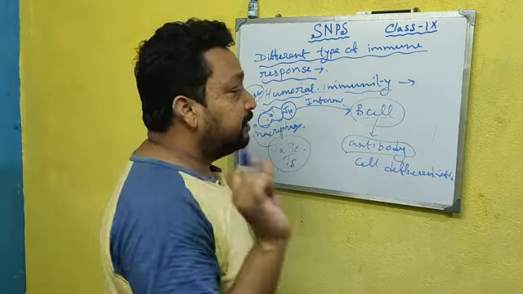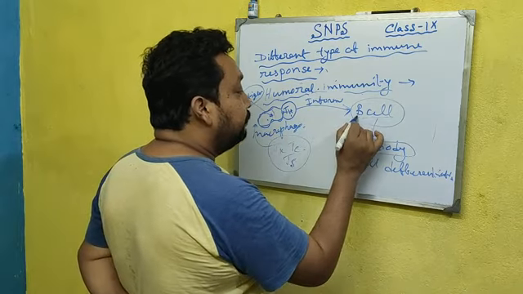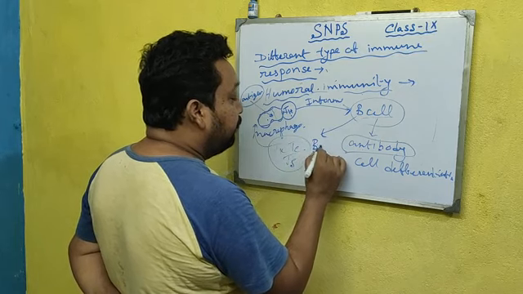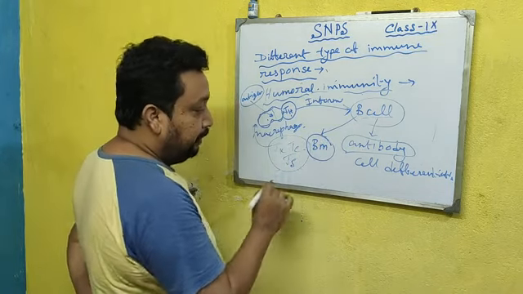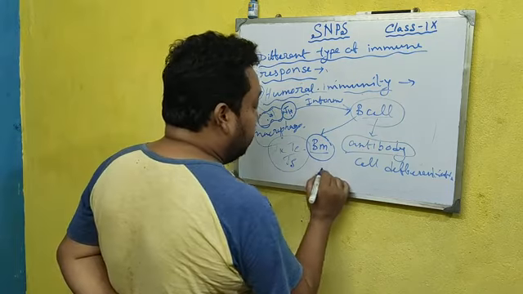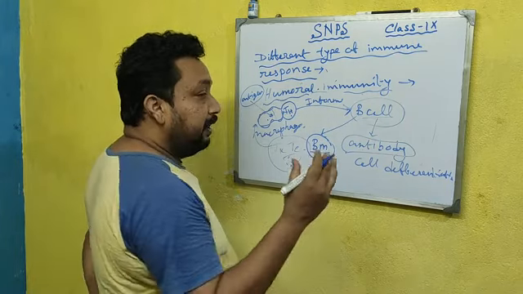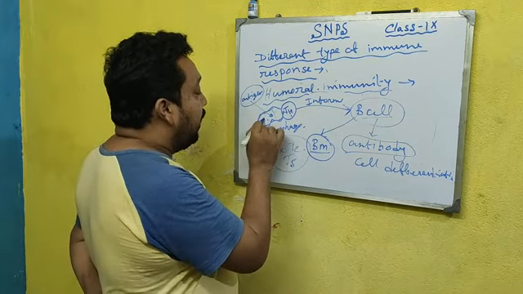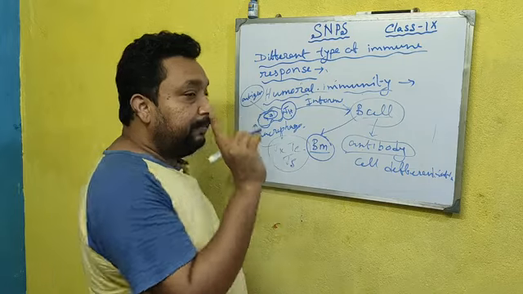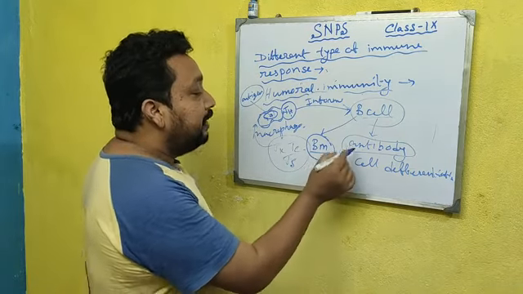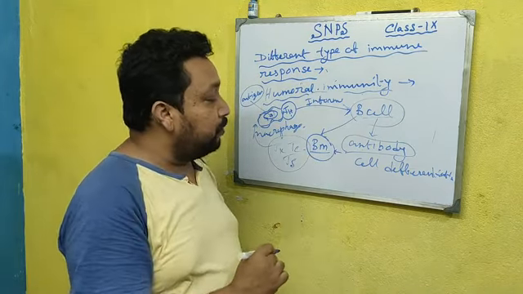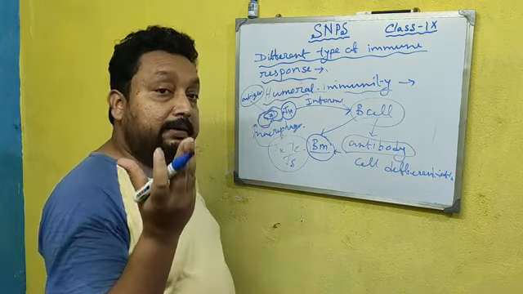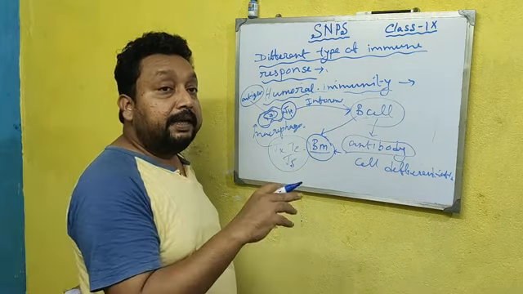Here are a few small points. When the B cell produces antibody, it also produces a BM cell. It is the B memory cell. Memory means it keeps in mind that if in future this same antigen enters into our body, then very quickly it is able to produce the antibody. And depending upon this theory, we have made vaccines, which will be discussed in the next class.